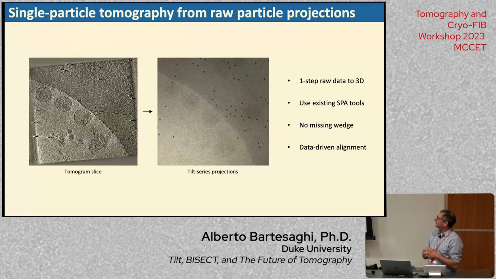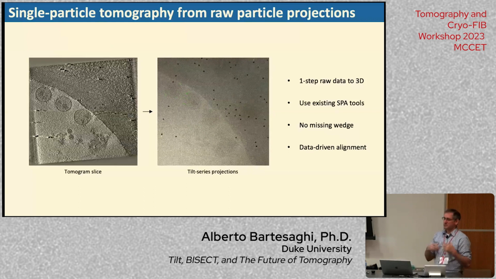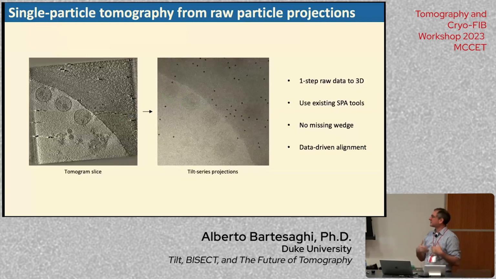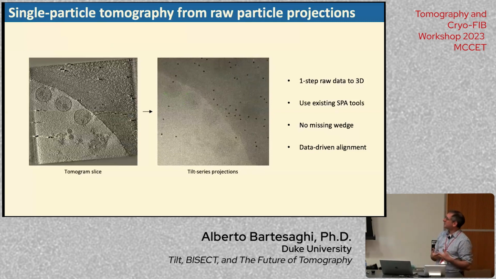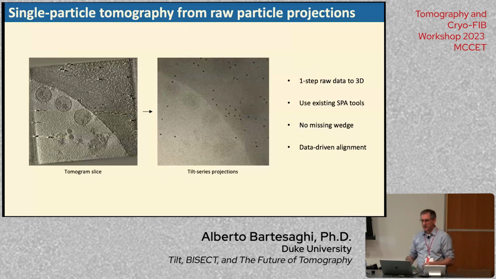If you do it this way, you don't need to deal with the problem with the missing wedge because you're just using the data you're measuring. So there's essentially no missing wedge if you do it this way. Then you can do more accurate alignments because you're not relying on fiducials, for example, but you're actually using the signal from your sample of interest to do the alignment. And all of these things mean that you can actually get to higher resolution.